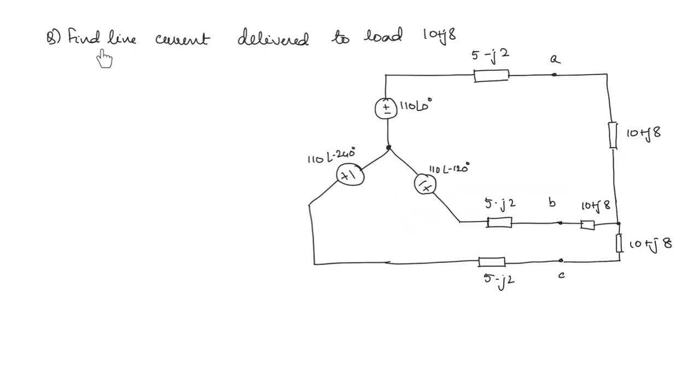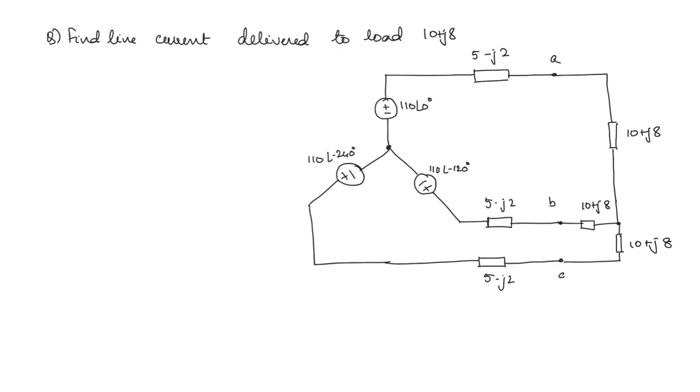The next question is find line current delivered to the load 10 plus J8. So here the load is 10 plus J8. You can see that this is in star connection. Both the source and the load, they are in star connection. Now when a three-phase system is given, you can get a single phase equivalent if it is a balanced system. Remember, it should be a balanced system.